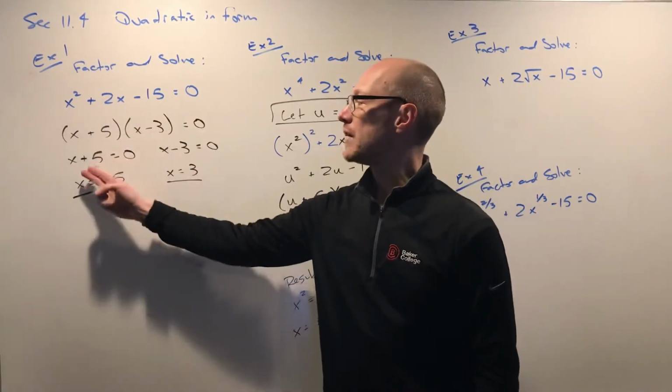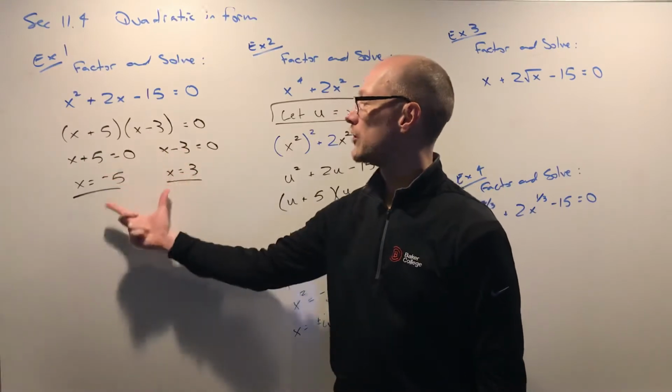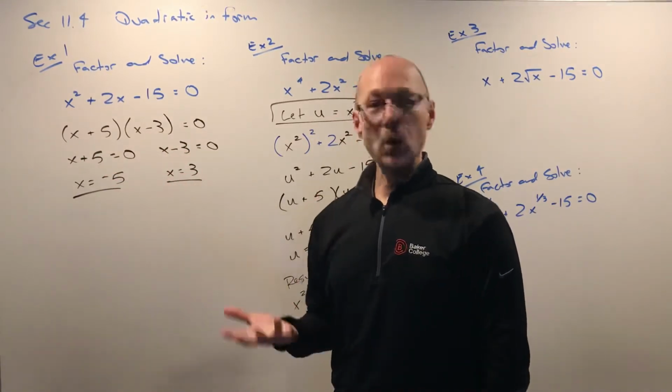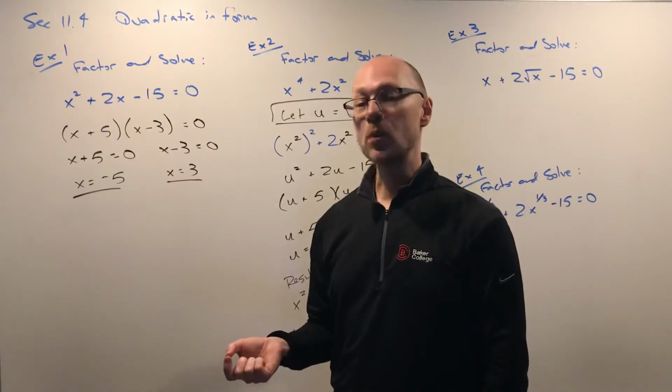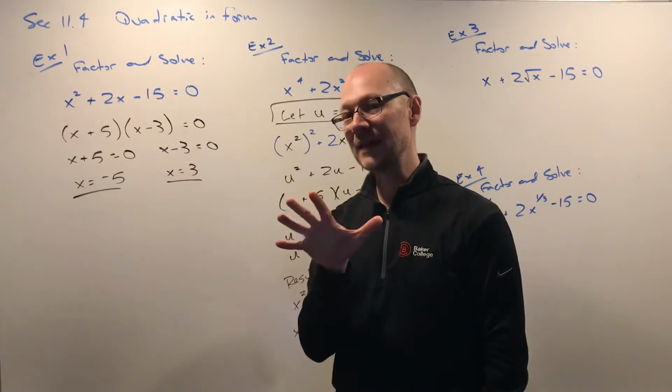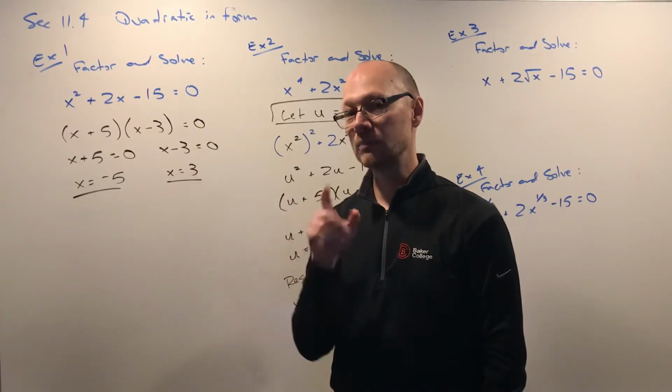And then x plus 5 equals 0, x minus 3 equals 0. Solve them each. You have negative 5 and 3. Works beautifully. That's a quadratic equation. What if it's quadratic looking? You can kind of get an idea that this is a quadratic function by looking at it.